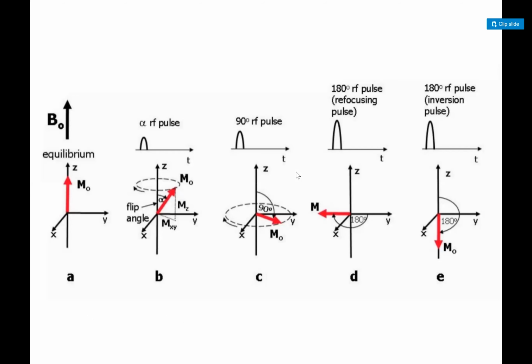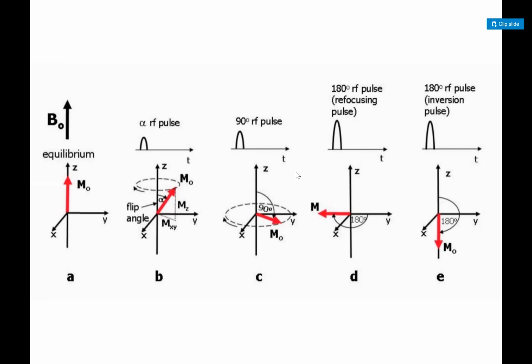So as you can see in this image, everything is directed towards the z-axis. You flip it at an alpha angle, and you can see it on the MRI images. They give that angle, and then you put either alpha degrees of pulse or a 90 degree pulse. So for many of the T2 images we put a 90 degree pulse. A 90 degree pulse will make it start spinning around along this red line. And then what happens is it goes back to the z-axis.